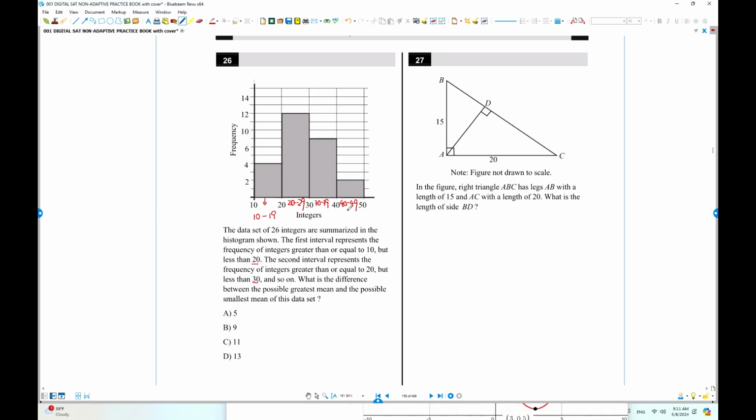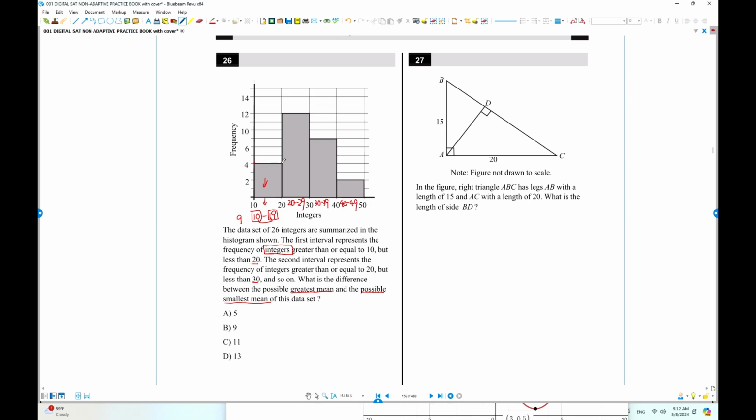So they are integers. Okay? All right. So it can be 10. Okay, in this case, it can be 10 or 11 or up to a maximum of 19. Okay? So what is the difference between the possible greatest mean and possible smallest mean? Okay, in this case, if they got 19 that is the greatest there, this is the smallest there, right? 10. How much difference? 9, isn't it? 9. Okay.